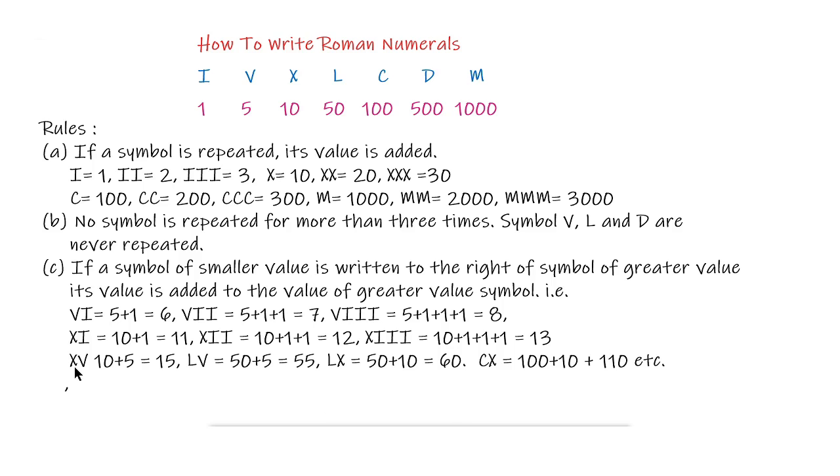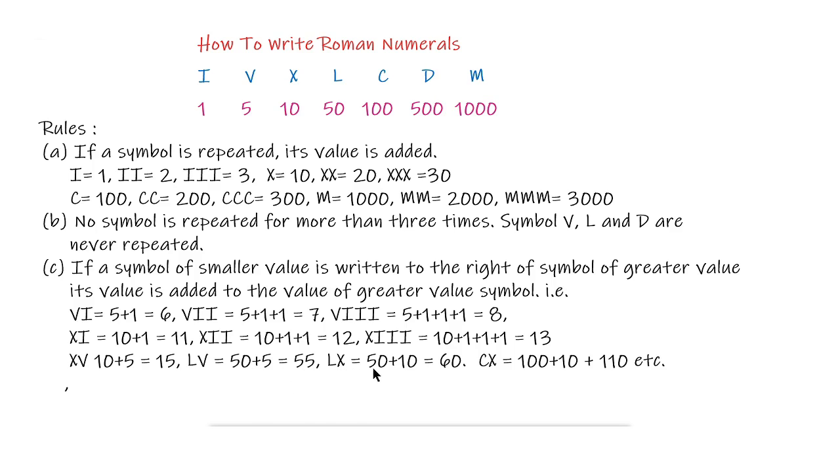XV, 10 plus 5, so it makes 15, as we know that V, L and D are never repeated, so we cannot repeat V and we cannot write XVV. So this is XV, 10 plus 5 equal to 15. LV equal to 50 plus 5 equal to 55.